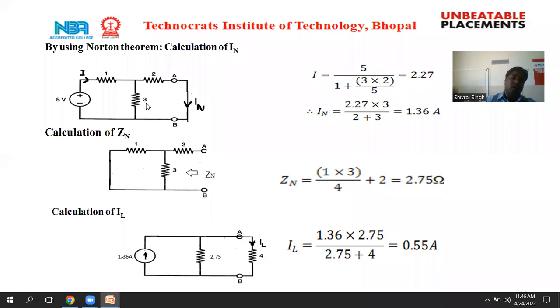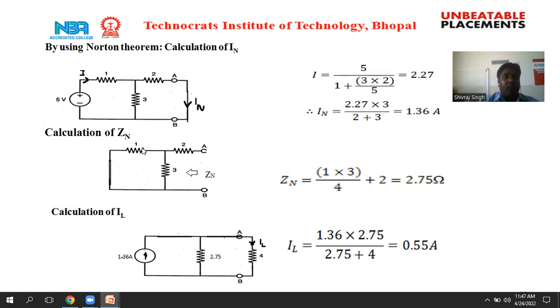Here the 2 and 3 ohm resistors are a parallel combination and 1 ohm is in series. Then we can calculate the current I equal to 5 upon 1 plus the parallel combination of 3 and 2, that is 3 cross 2 upon 5. That is overall current 2.27 ampere. Again, with the help of the current division rule, we can find the Norton's current. Norton current must be equal to the total current I, that is 2.27 ampere, into the opposite resistance, that means 3 ohm upon 2 plus 3, that is 1.36 ampere.